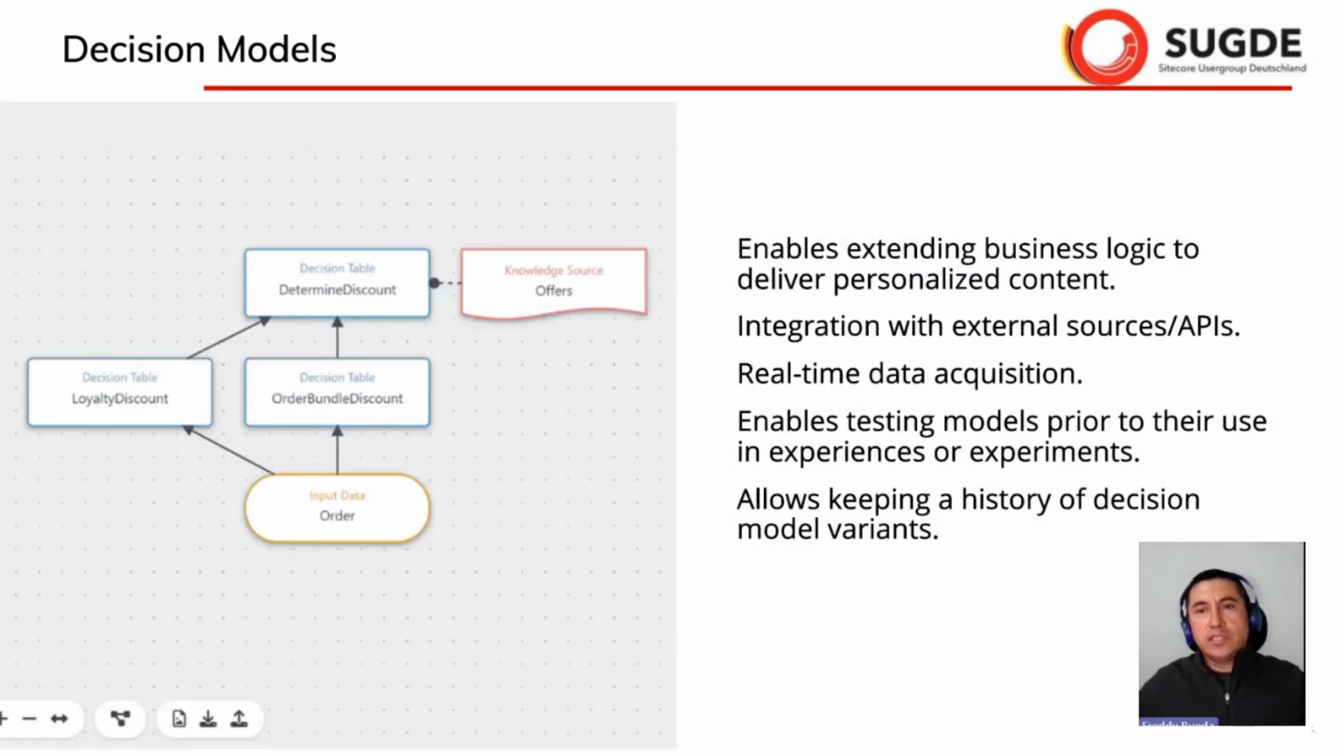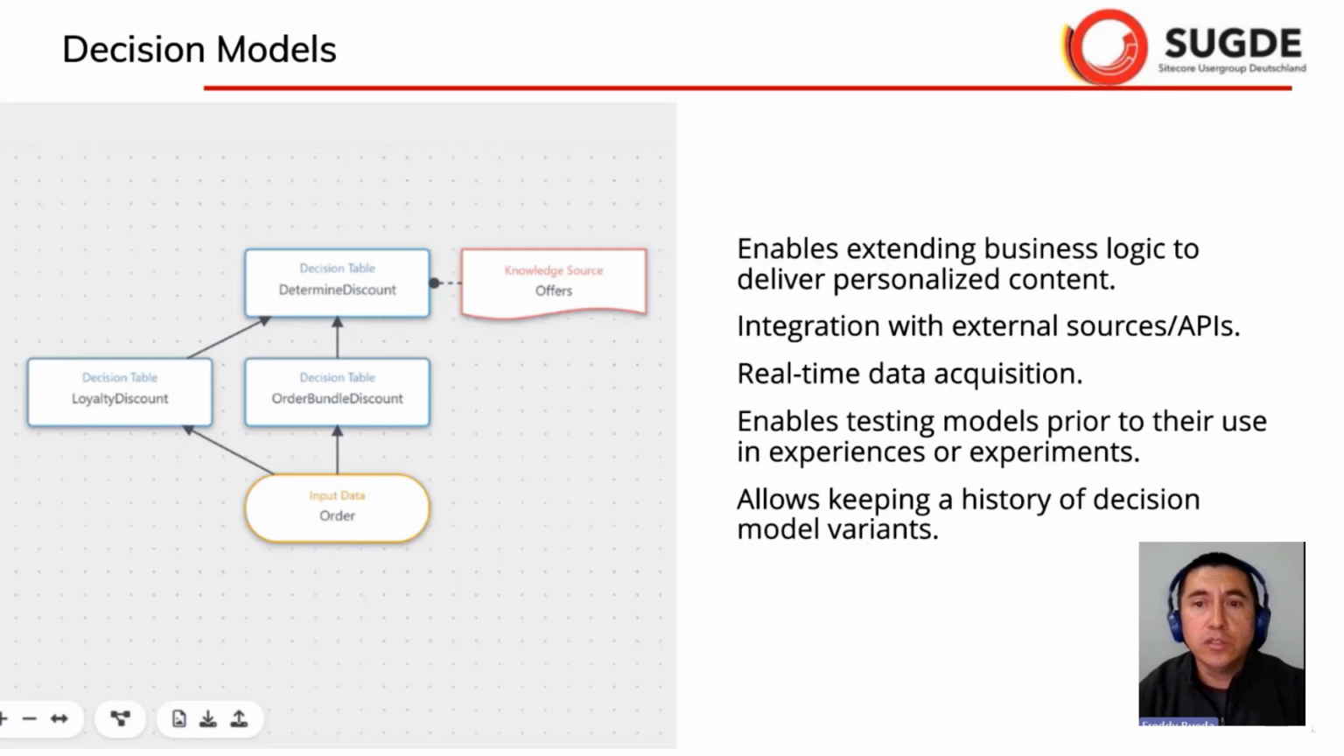Okay, the decision models enable us to extend the business logic to deliver more personalized content to our users. Here we can connect or integrate with other APIs or other sources, and with that data make better personalized content. In the decision model we can consume data in real time. That's an important thing because other systems consume in a batch or something like that. But with decision models, we can acquire the data instantly.